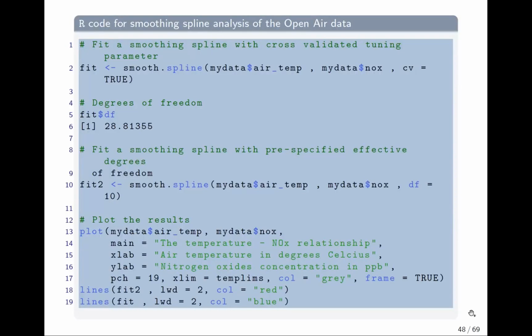Okay, let's just look finally at an example of smoothing splines for the open air data. We're going to first fit a smoothing spline and use cross-validation to choose the tuning parameters. So that's automatically chosen via cross-validation, optimal in a sense. And then we're going to fit a smoothing spline with pre-specified effective degrees of freedom. We're going to specify the degrees of freedom to be 10. And that's going to fit uniform knots on the curve.